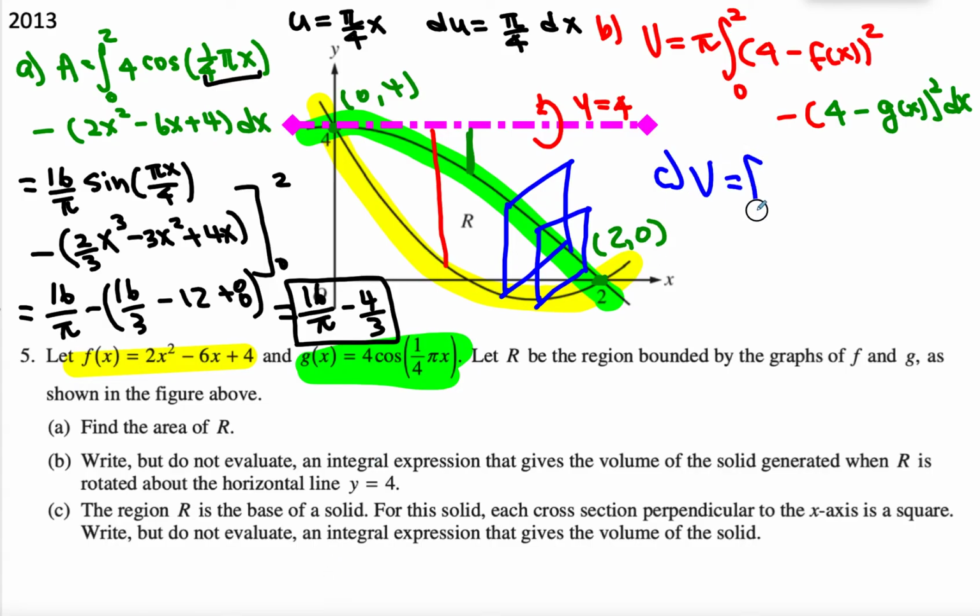Volume is equal to the squares. How do you find the square? The side length is the difference between f of x and g of x. But to find the area, we have to square that. So what we end up getting is the upper one, which is g of x. It doesn't really matter because we're going to square them, but it would have been g of x minus f of x, squared, dx, where it goes from 0 to 2. So that would be the expression which we can use. All right, so that was number 5 here. Let's look at the next question.